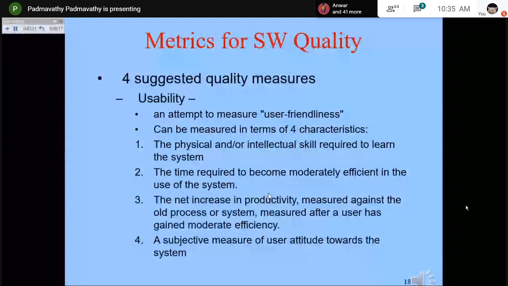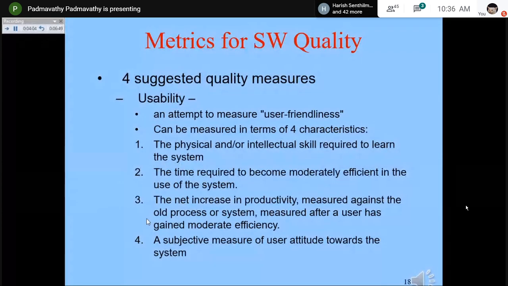So the physical and intellectual skill required to learn the system. The intellectual skill required of the system is to be considered. So I told you intellectual skill, computer science and non-computer science backgrounds. The time required to become moderately efficient in the use of the system is how easily you are able to manage to use the particular system. You get accustomed to it, right? So how easily a person gets to use it. Okay, that is another quality.